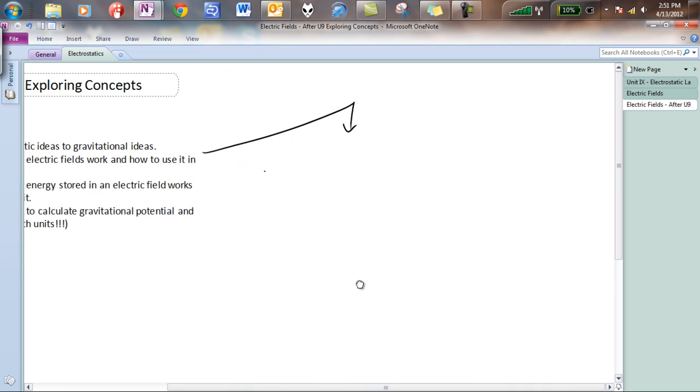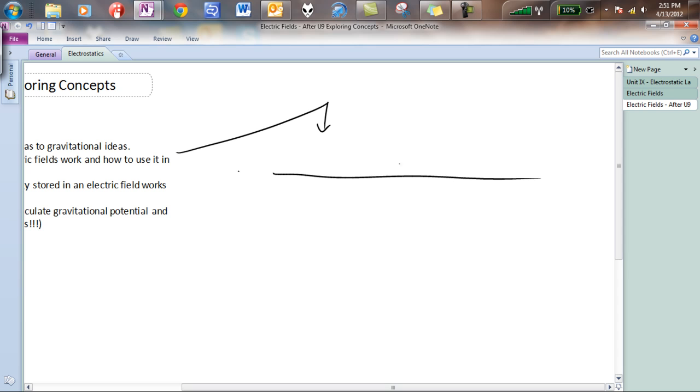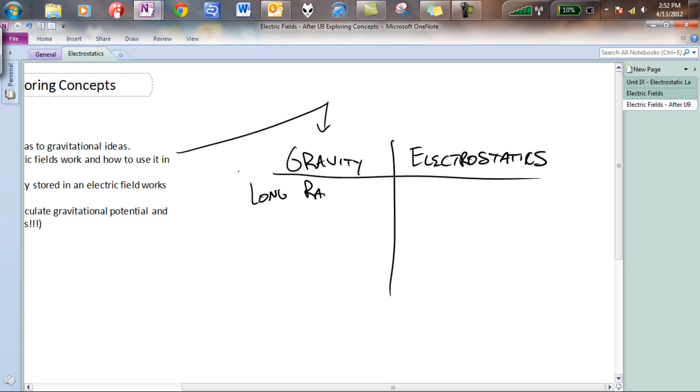First idea is parallels. So if we actually drew a nice little t-table and organized our ideas between the parallels, this is gravity on over here, and this is our electrostatics. First thing that we want to connect between the two is understanding that they both are long-range forces. They both happen across a long range.